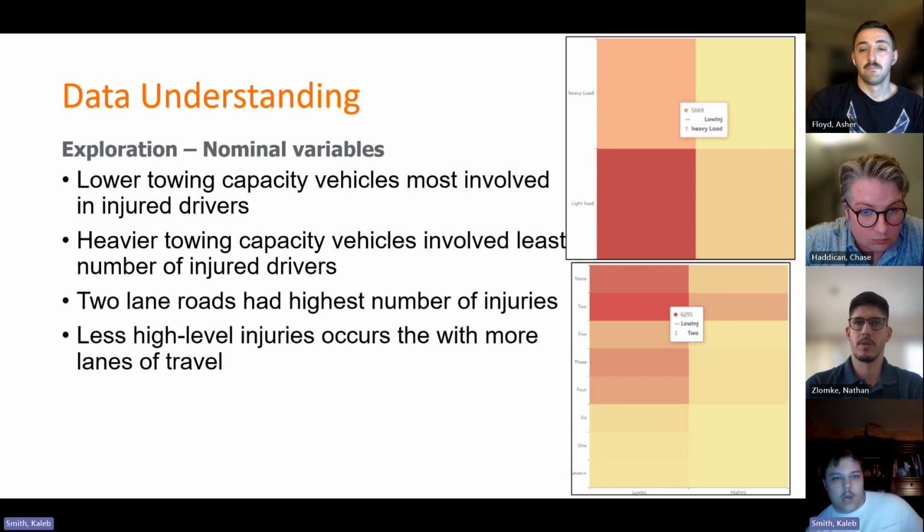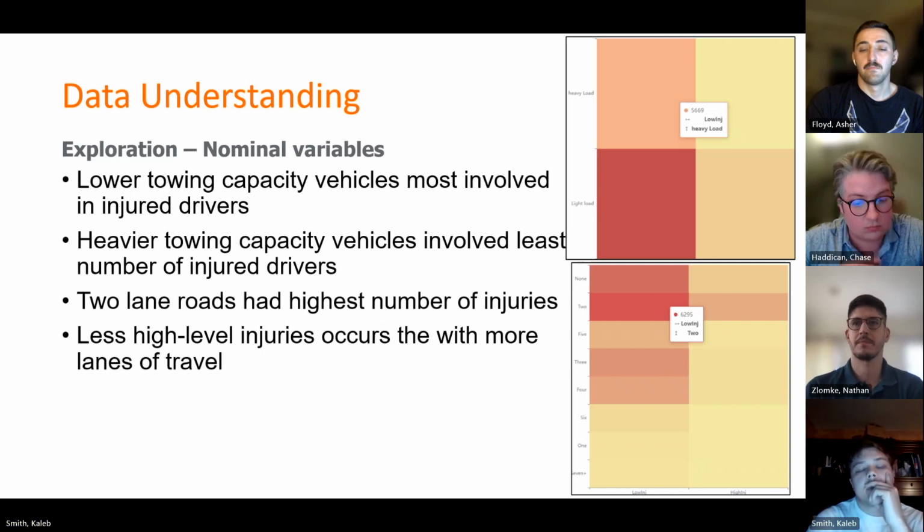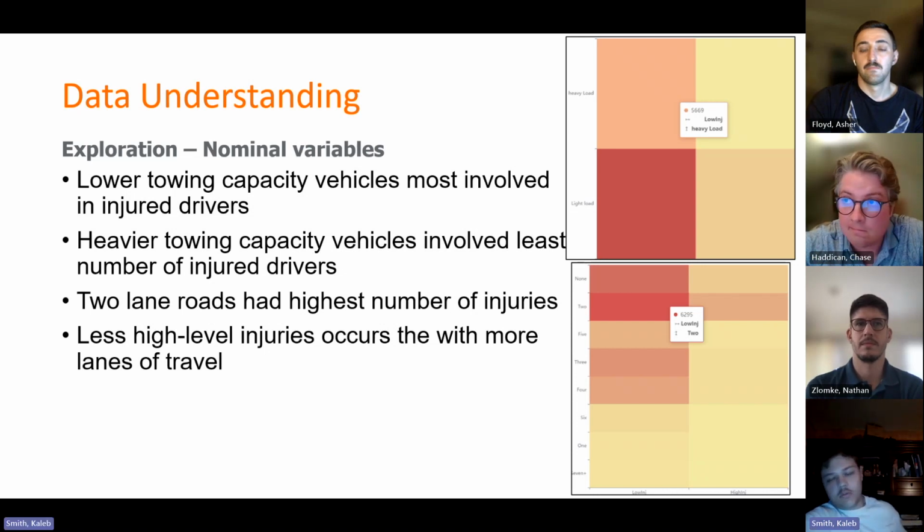For the nominal variables that we looked at, the categorical ones, lower towing capacity vehicles, so in general smaller vehicles, were involved in most injured drivers. So the smaller the vehicle, the worse you were going to get injured in a wreck. Based off the data we looked at, heavier towing capacity vehicles involved the least number of injured drivers. So the bigger the vehicle, the less injured you will be on the road.